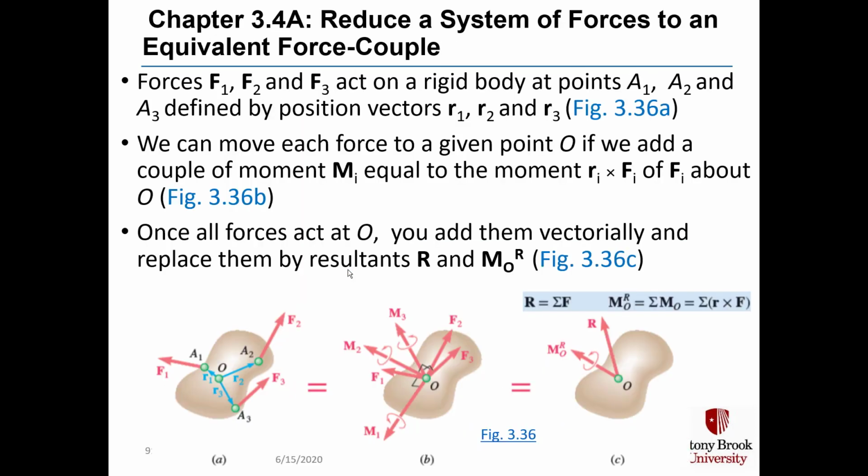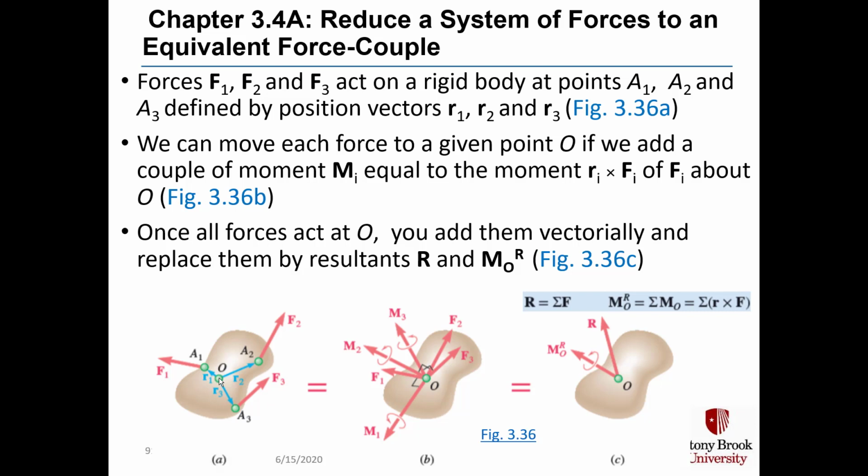Let's discuss how, in theory, to reduce a system of forces to an equivalent force couple. In figure 3.36a, forces F1, F2, and F3 act on a rigid body, respectively at points A1, A2, and A3. And we have three position vectors that connect point O to our three points, A1, A2, and A3. And these position vectors are given the names R1, R2, and R3.